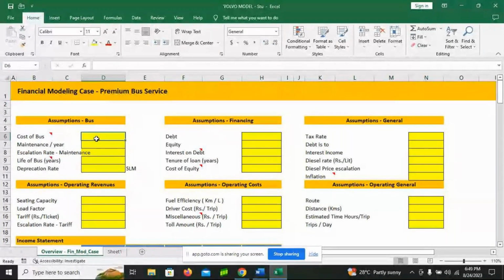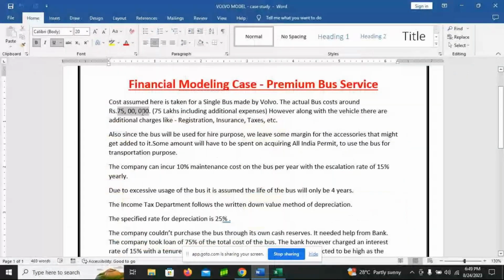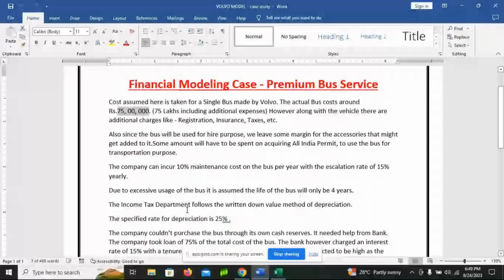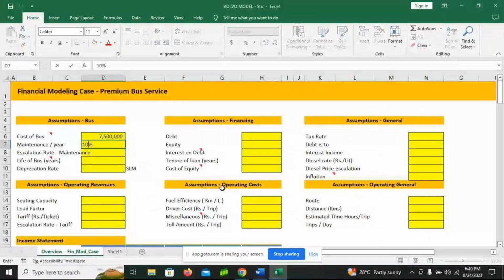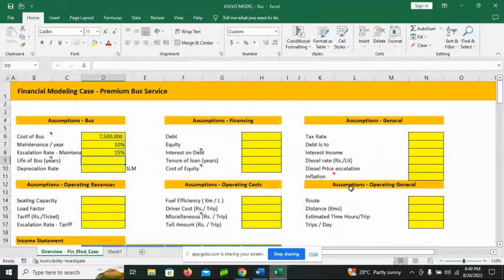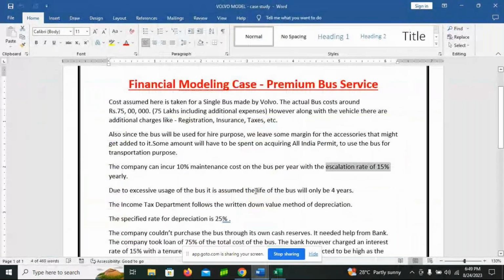The cost of the bus is expected to be 75 lakh. Maintenance, they are telling 10%. Then the escalation rate, they are telling 15%. Then the life of the bus. They are telling the life of the bus is 4 years.